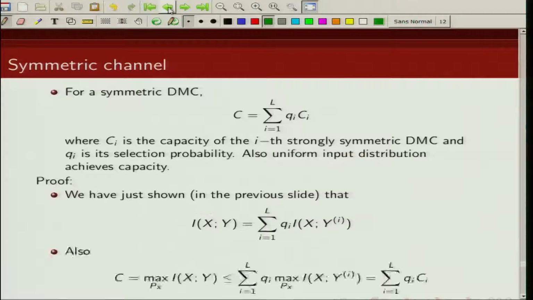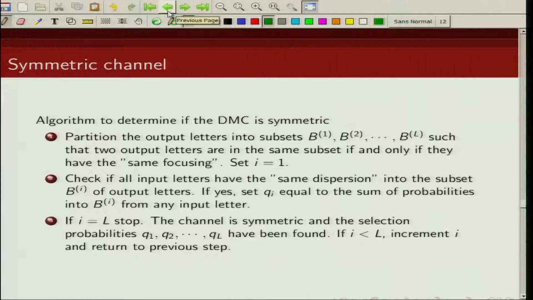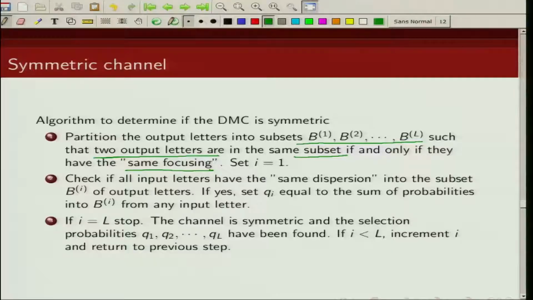If you recall and go back to the first step: we are partitioning the output letters into subsets B1, B2, up to BL, such that two output letters are in the same subset if they have the same focusing. So, in our example, the output letters 0 and 1 have the same focusing and delta has a different focusing. So, that is kept in a different subset. B1 consists of output symbols 0 and 1, and B2 consists of delta.